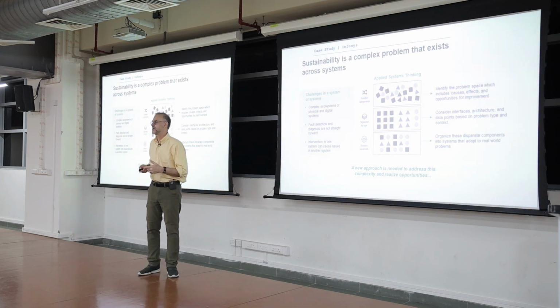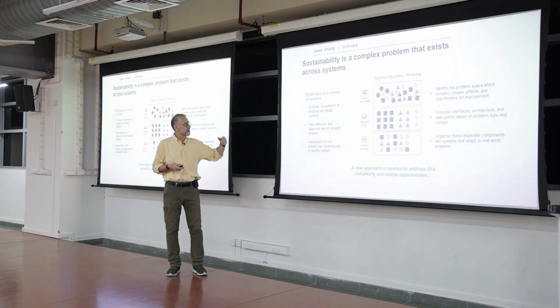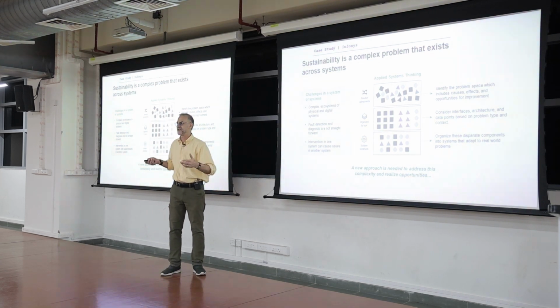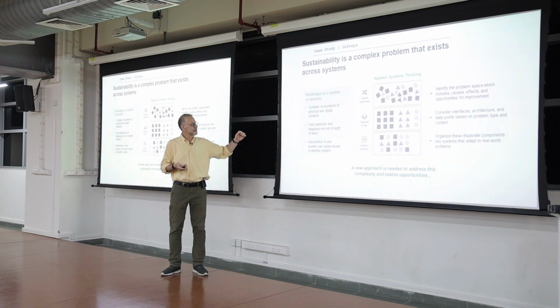This is systems thinking and how to start breaking it down. So the challenge is you have this many complex systems. Like, how do I deal with those five organizational points? So complex ecosystems of both a physical and a digital system. How do you match those together?